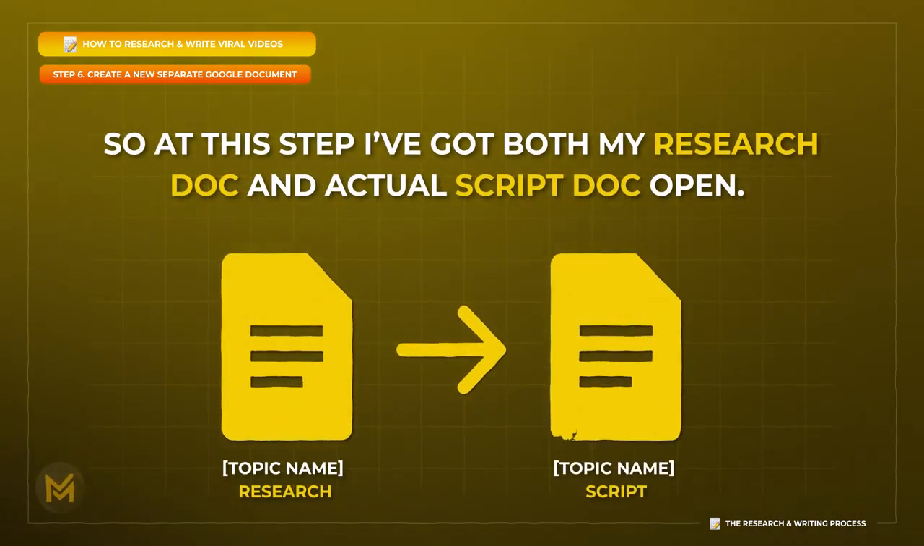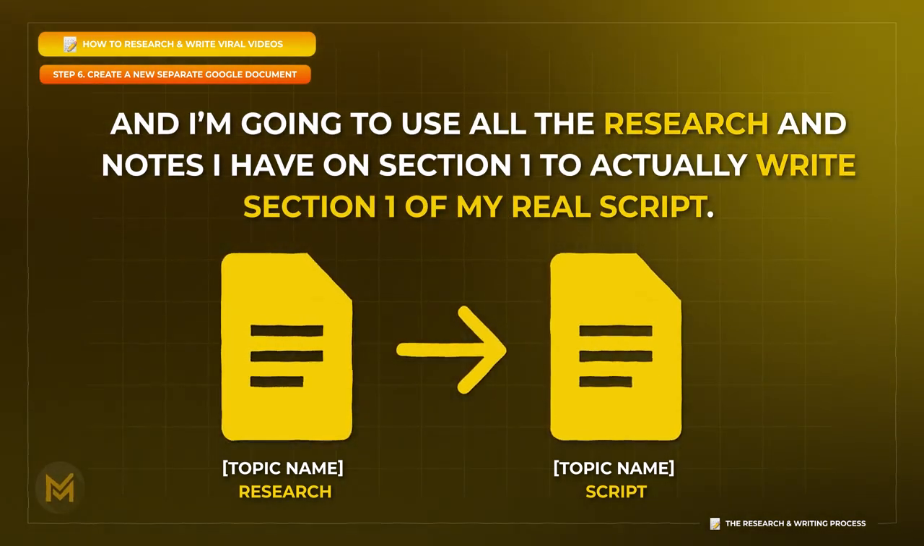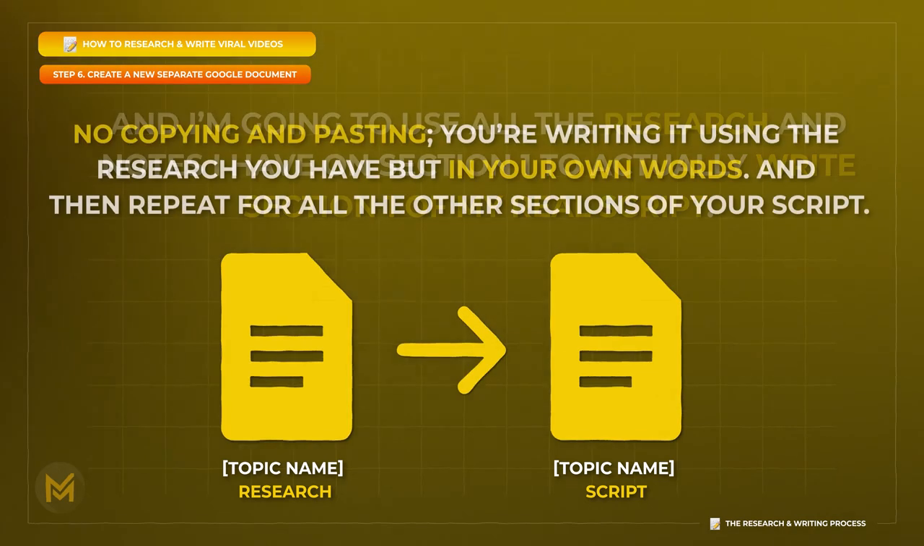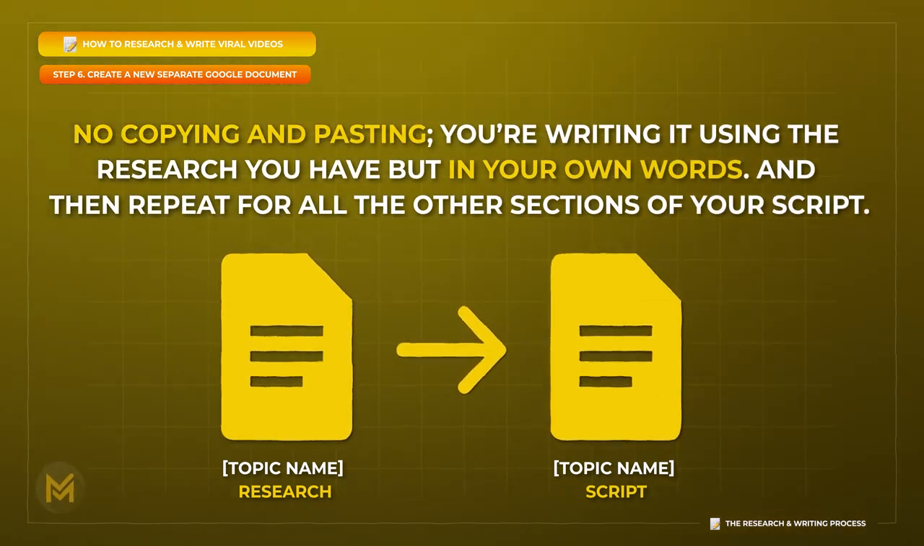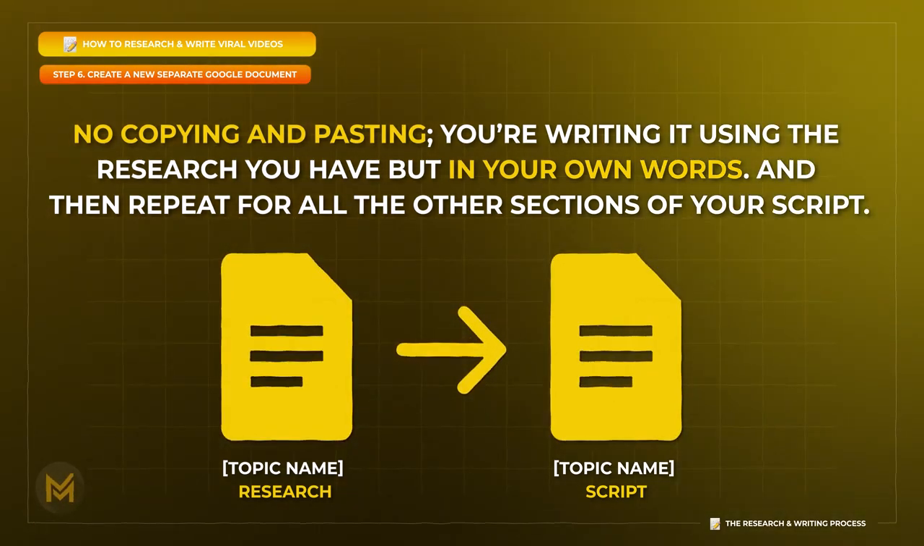So at this step, I've got both my research document and my actual script document open, and I'm going to use all the research and notes I have on section 1 to actually write section 1 of my real script. No copy and pasting, you're writing it using the research you have, but writing it in your own words on the script documents. And then obviously you repeat that for all the other sections of your script as well.